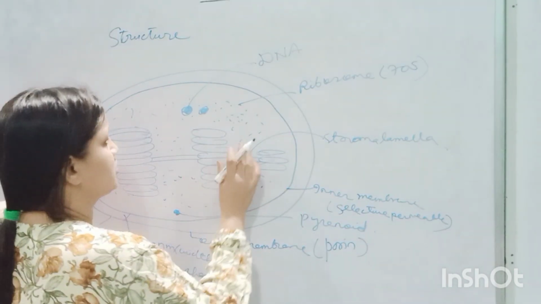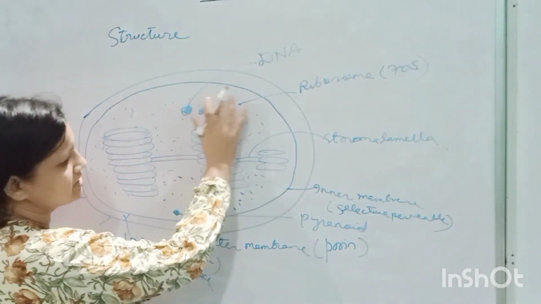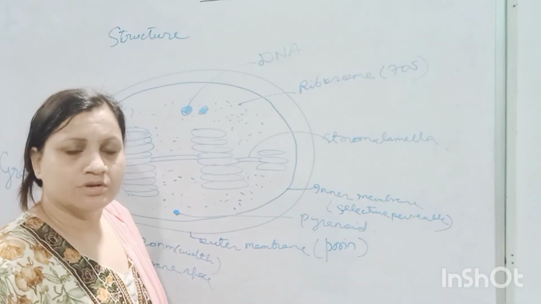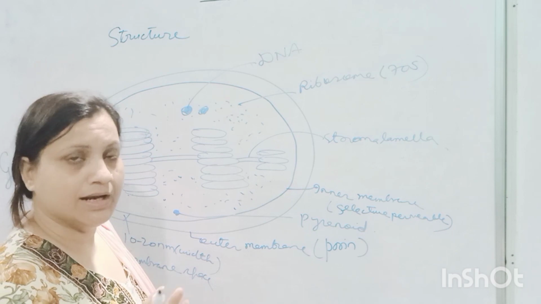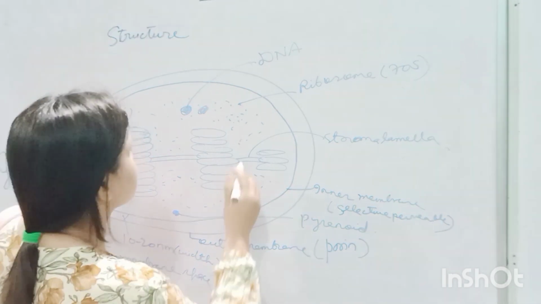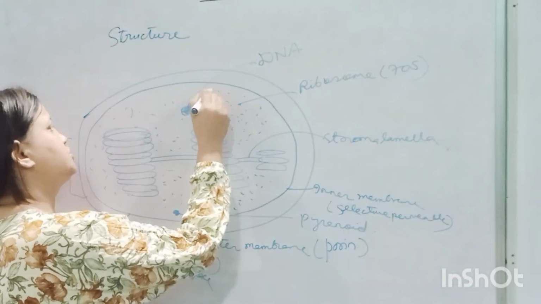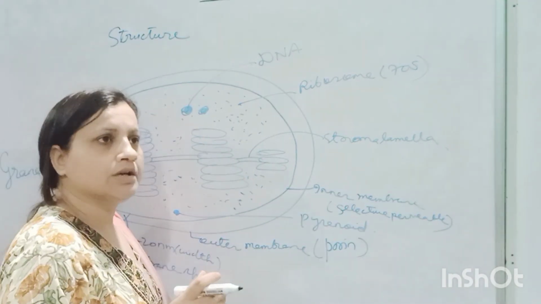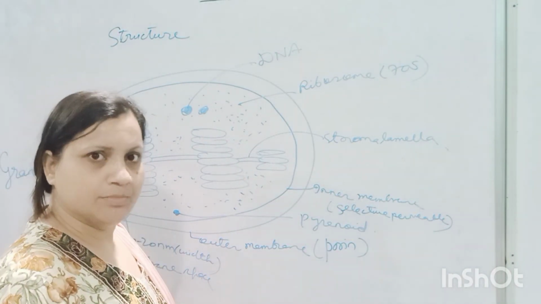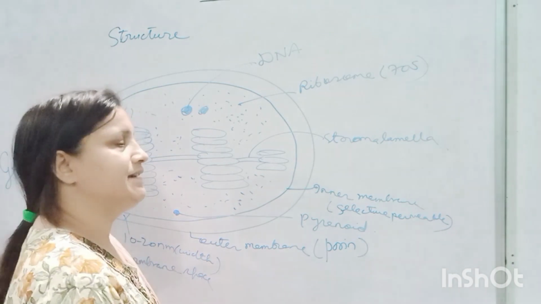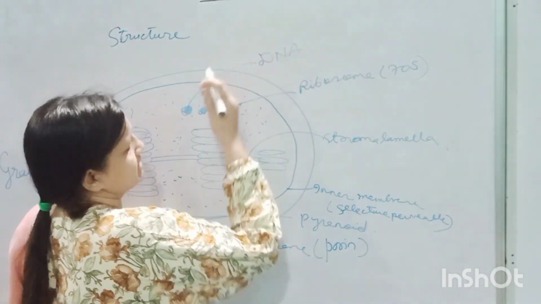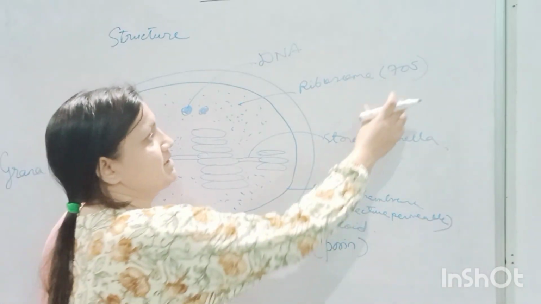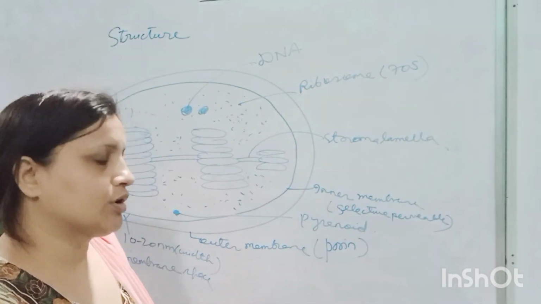And in the stroma, जो हम ये dotted one देख रहे हैं, this is stroma space, and here होता है dark reaction. In photosynthesis दो reaction होते हैं, light and dark reaction. तो dark reaction हमारा कहाँ होता है, in the stroma. As we know, the chloroplast is semi-autonomous in nature, and it has DNA. Circular DNA is present here, and the ribosome is 70S like in prokaryotes.